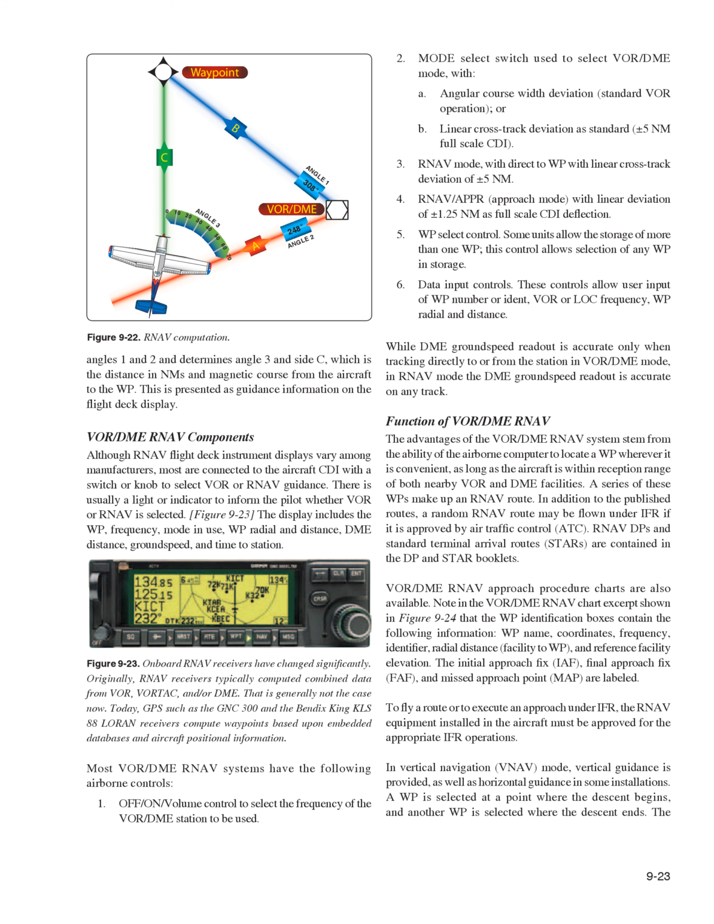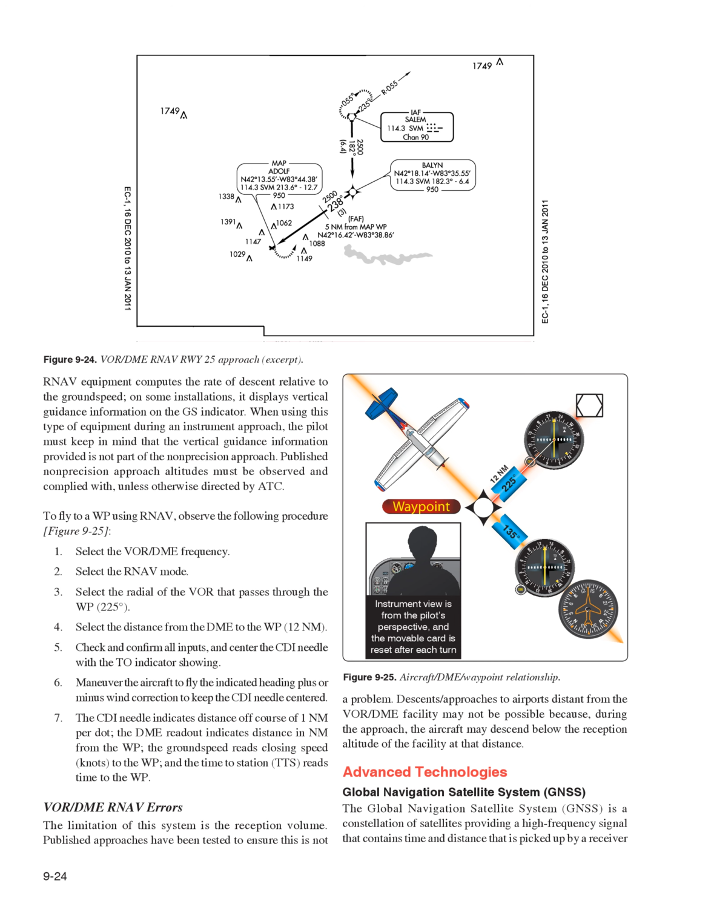In vertical navigation, VNAV mode, vertical guidance is provided, as well as horizontal guidance in some installations. A WP is selected at a point where the descent begins, and another WP is selected where the descent ends. Figure 9-25. 2. Select the RNAV mode.